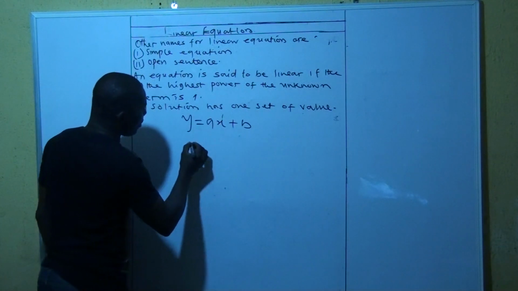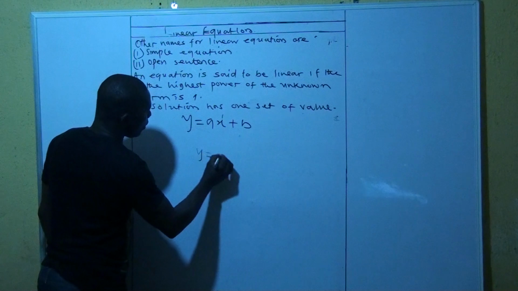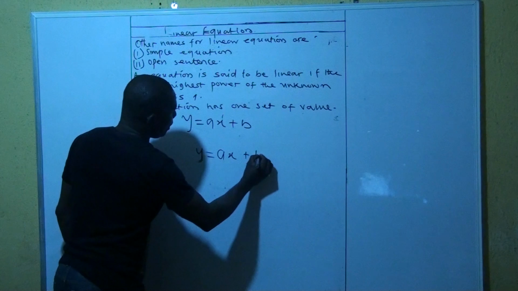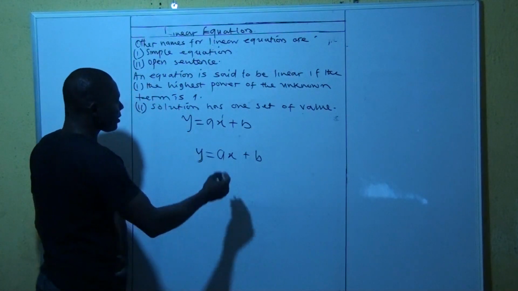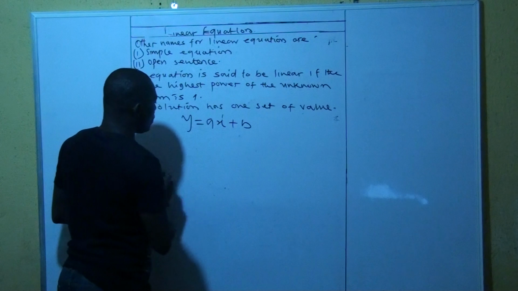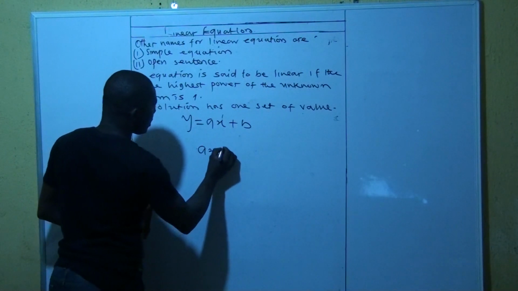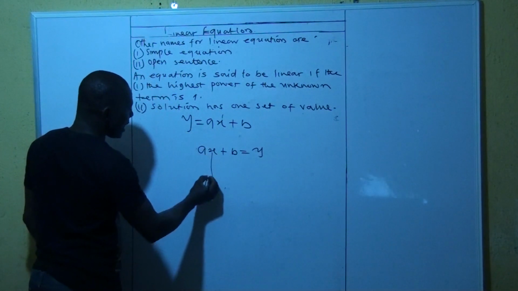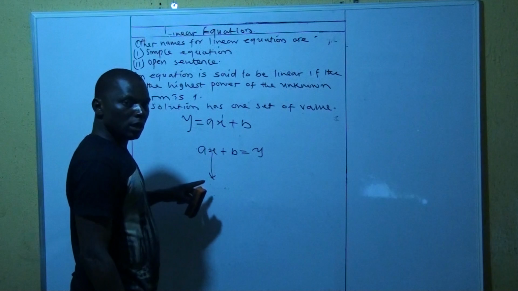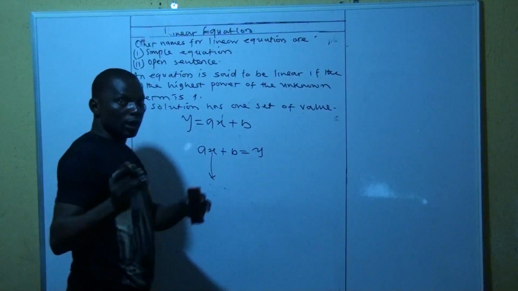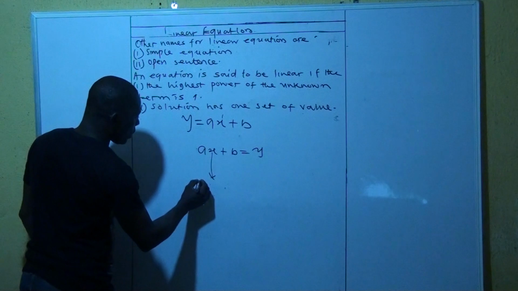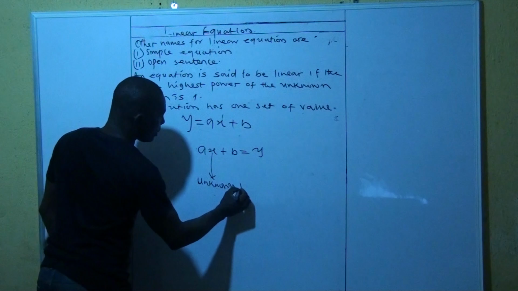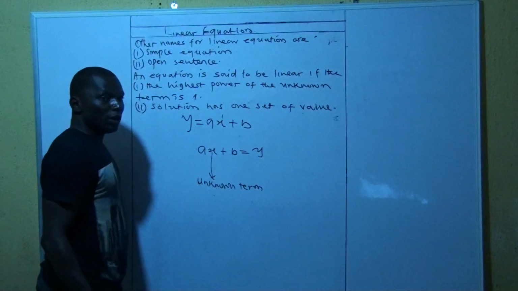So now let me rewrite this one very well. This is y is equal to ax plus b. So in this equation, we have ax plus b is equal to y. Here, this x is the unknown, what we are trying to look at. We call it the unknown term. So that's what you are trying to look for.